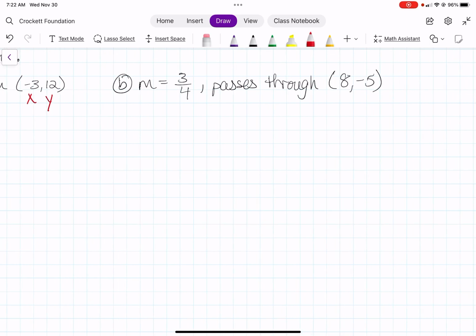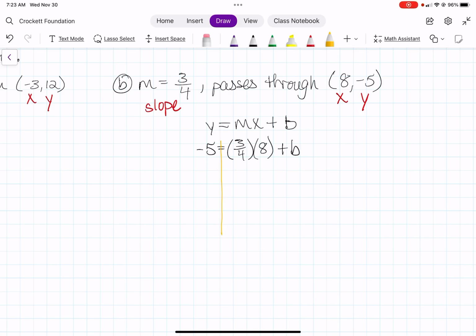Once again, we're going to label the m here. This is already our slope, so I'll just write slope. And then with our ordered pair, we still label x and y. 8 is x, -5 is y. Now I want to write the slope-intercept form of a line. I do this to help me remember which letters I need to replace with numbers and where they go. So for y, I'm going to put -5. For m, I'm going to put 3/4. For x, I'm going to put +8. And then plus b. Now we're going to solve for b, okay?